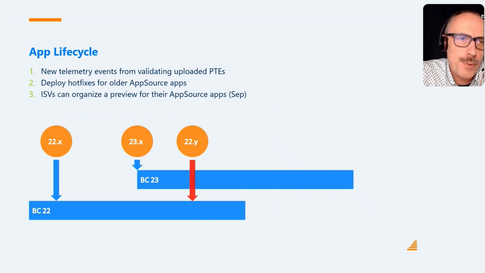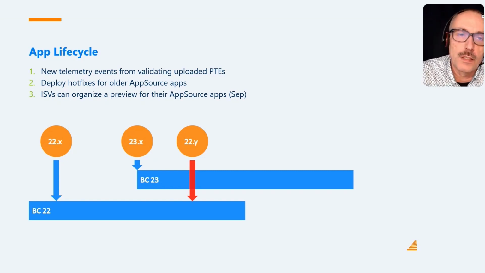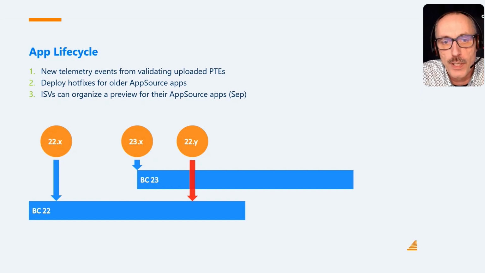Also, if you have an app, then you probably know that there is all kinds of telemetry in apps. And in per tenant extensions, every time that you upload a new app, there is now extra telemetry coming to the customer environment. So if something goes wrong, or if it takes too long, you can now go to your Application Insights environment and check why that is. You get more information there in the validation of the per tenant extension.